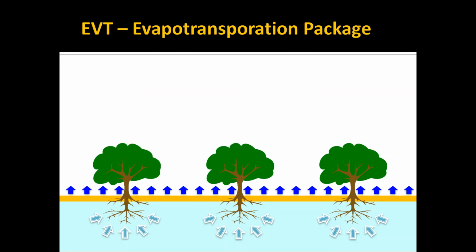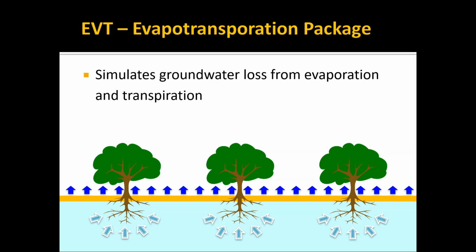Okay, finally, in terms of the packages we're going to talk about in this lecture, we have the EVT, or the Evapotranspiration package. This is used to simulate groundwater loss from evaporation and transpiration. So this is only a sink, never a source. The theory here is that if the water table is high enough, if it's near the ground surface, some of that groundwater can be lost through evaporation or through transpiration to plants, as shown here.